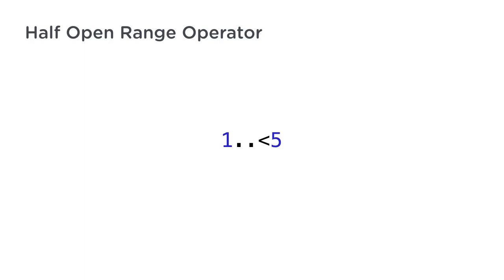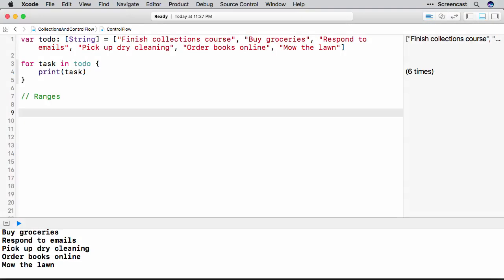Both these operators can be used in conjunction with a for-in loop to execute whatever code we want a certain number of times. So let's say I wanted to print out a multiplication table for 5, or the 5 times table as it's commonly called. We can write something like this.